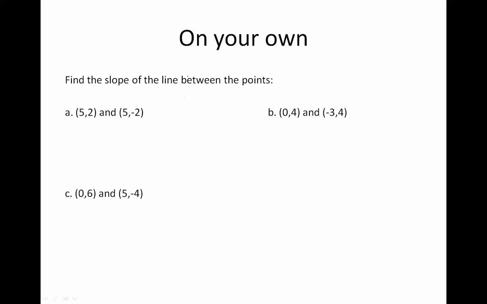All right, so welcome back. We're going to do these three practice problems so you can check your answers. I'm going to go through them a little bit quicker. Remember, our formula is y2 minus y1 over x2 minus x1. Y's above x's. This is negative 2 minus 2 over 5 minus 5, which gives us negative 4 over 0. And remember, we can't divide by 0, so this is undefined.